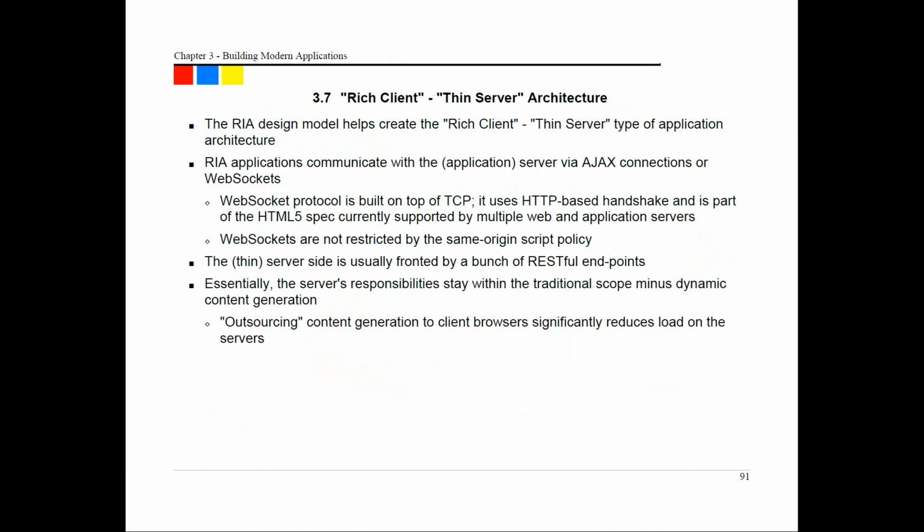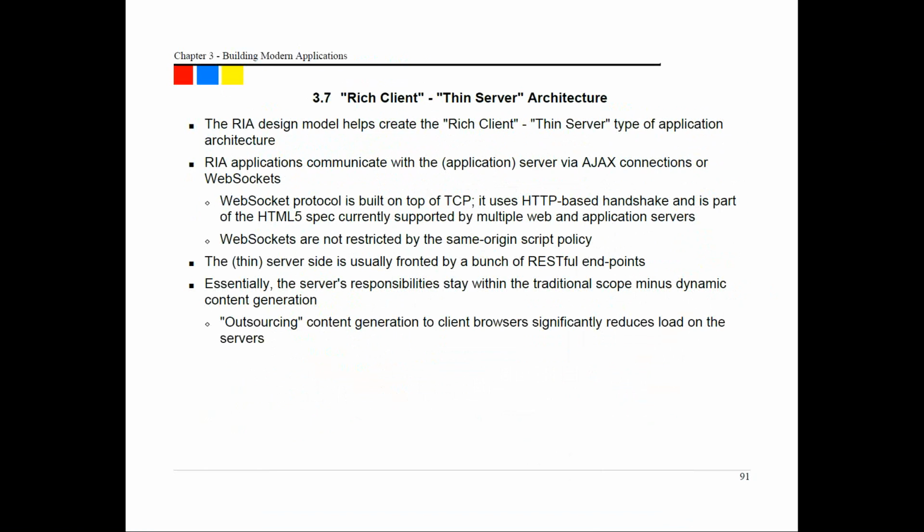Backbone.js is a lightweight MVC framework created after AngularJS, positioning itself as a lean alternative to heavyweight MVC frameworks. And then Angular 2.0, which is now just called Angular because it's also Angular 4 and Angular 5. Anyway, this is the idea of rich client and thin server.